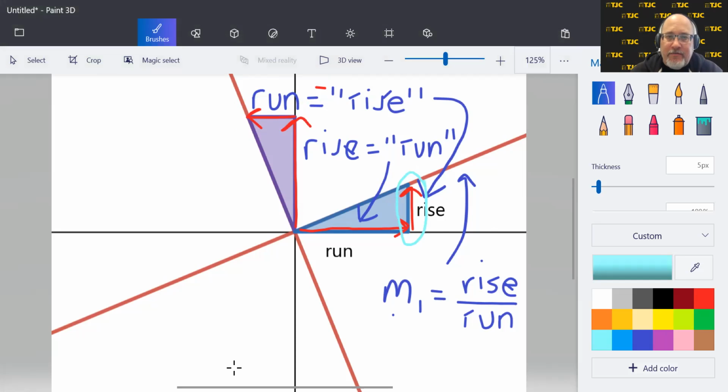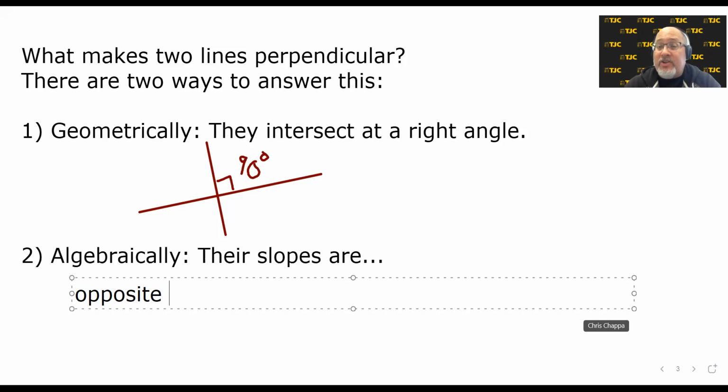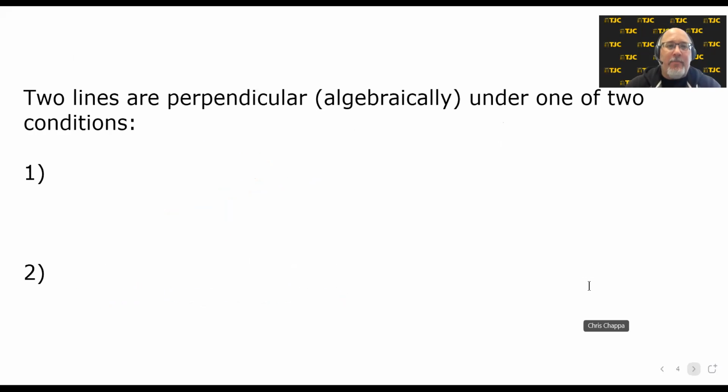So what does that mean in terms of lines and their slopes? Well, if the rise and the run trade places, then the slope gets reciprocated. But if one of them changes signs, then that means the slope also changes sign and becomes the opposite. So what it means is this. If two lines are perpendicular, then their slopes are opposite, meaning that one is positive and one is negative, and reciprocal, meaning that they get turned upside down. Now, that didn't go as smoothly as I wanted. I wanted it to be one of those aha moments. I think I failed. So let's just summarize what it means for two lines to be perpendicular.